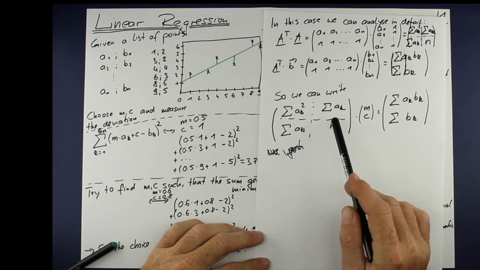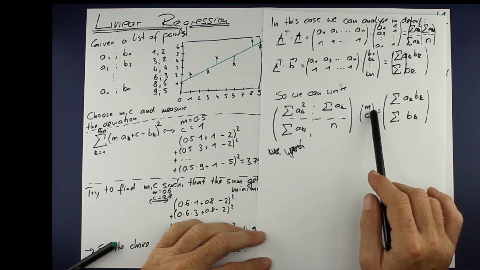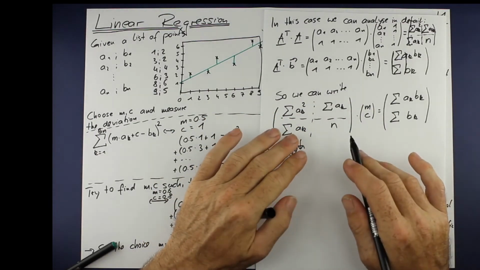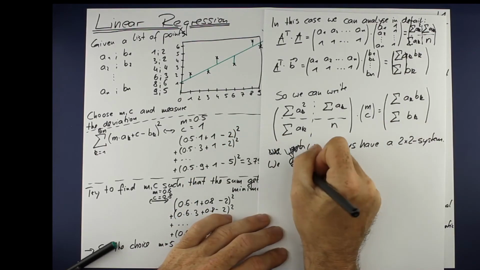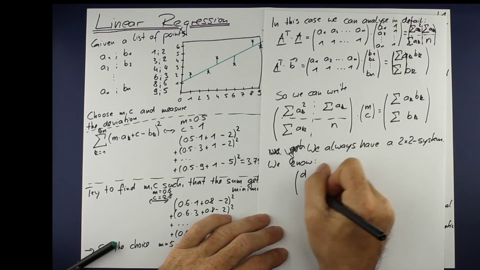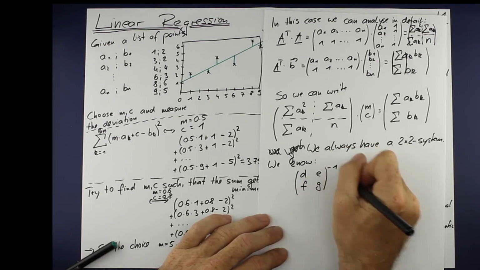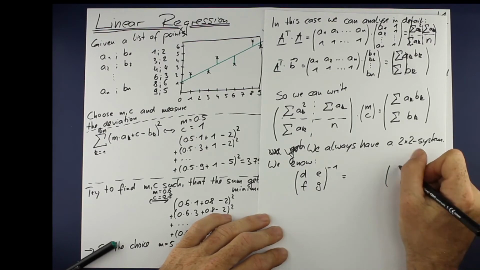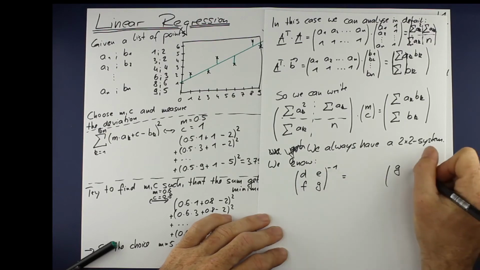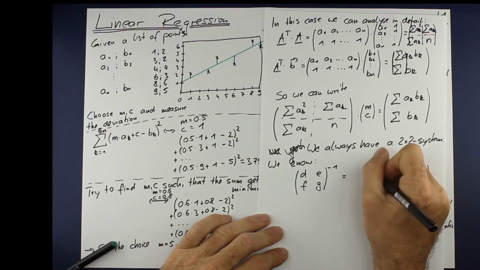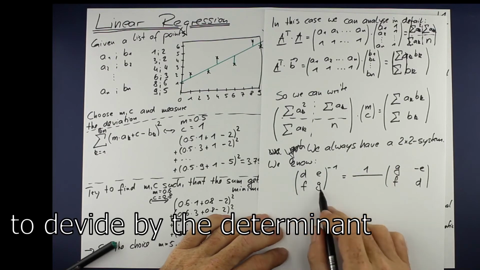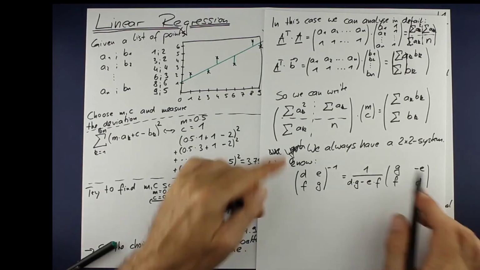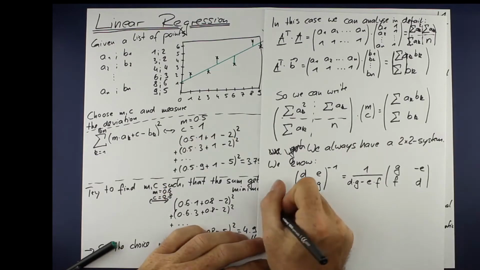So whichever n is, if n is 6 or n is 10 or n is 1000, this is always a 2 by 2 system. And we can get the solution of that by multiplying with the inverse, and for 2 by 2 systems, the inverse is not that complicated. If we have a matrix D, E, F, G, and we want to find the inverse, this is not that hard to do. Let's swap these entries and let's minus these entries. And don't forget to divide by the discriminant, so DG minus EF.